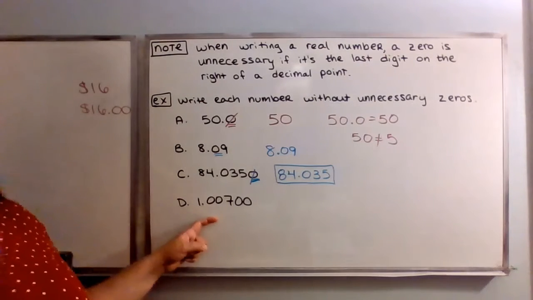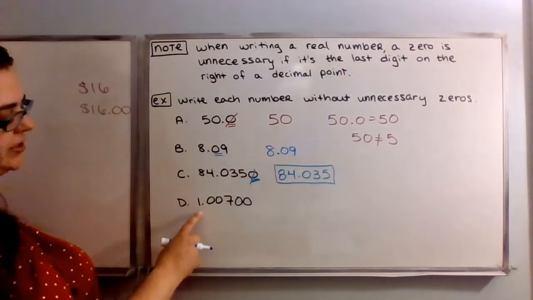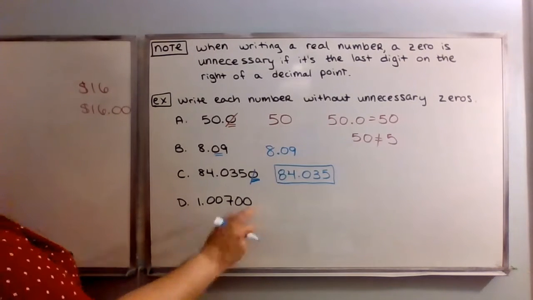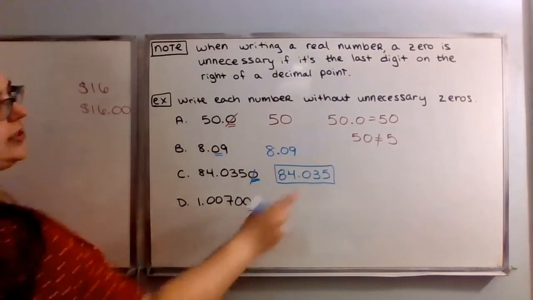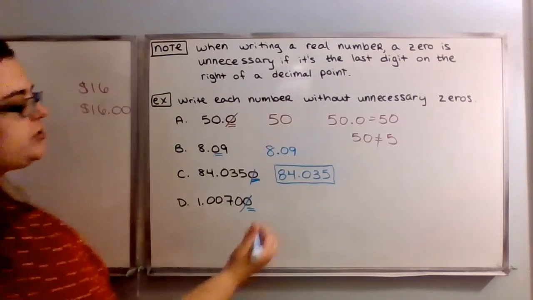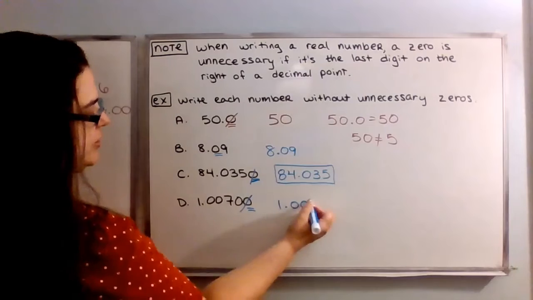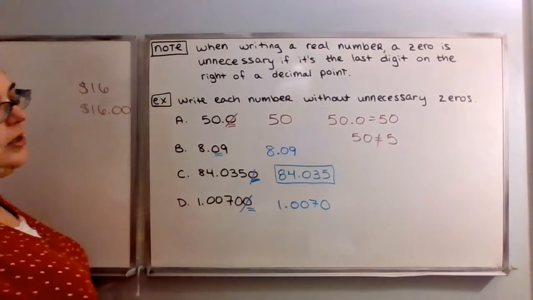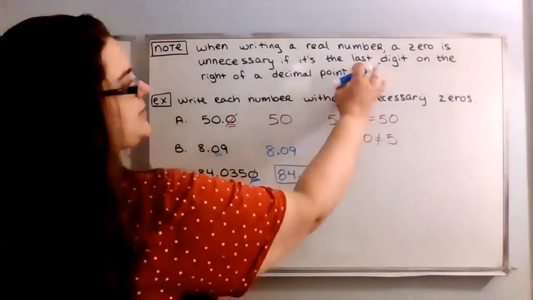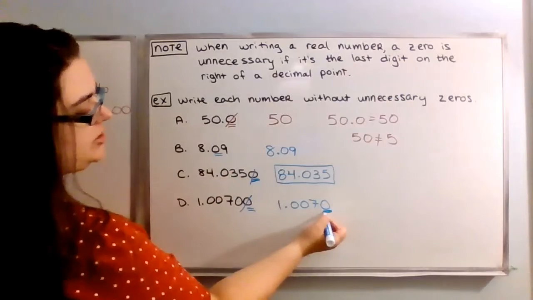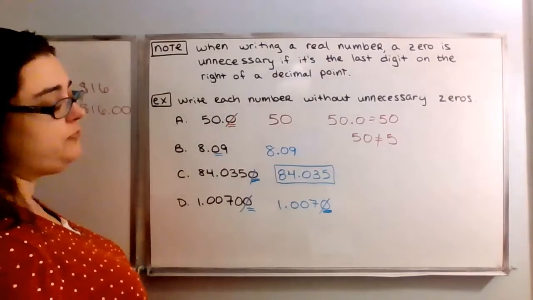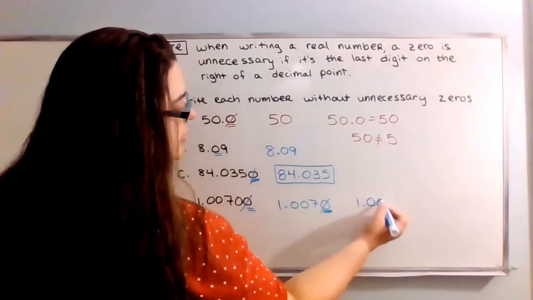All right, let's take a look at this last one here. Oh gosh, we have lots of zeros on this one, huh? 1.00700. So let's begin. This 0 all the way to the right is the last digit, and it is to the right of a decimal point. So that means we don't need it. We can rewrite this number as 1.0070. Now, as we did before, we're going to repeat this process examining the zeros. Again, look at the last digit. In this case, the last digit is a 0, and it's to the right of the decimal point. So we don't need it. We can get rid of it. That's going to give us 1.007.